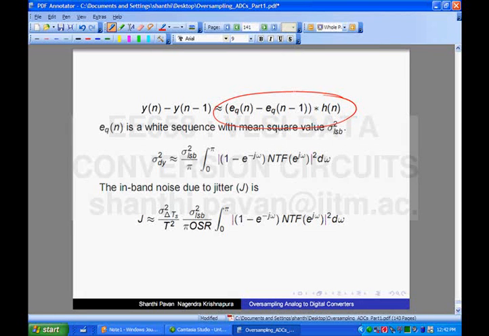And the quantization noise itself is a white sequence. That's what we assume in all our sigma delta theory, right? That quantization noise is additive and is white, and the mean square value of the quantization noise is the sigma square of the quantizer. So if the LSB size is delta, what is sigma square? Delta square by 12. All right.